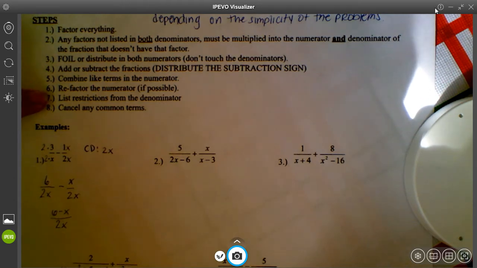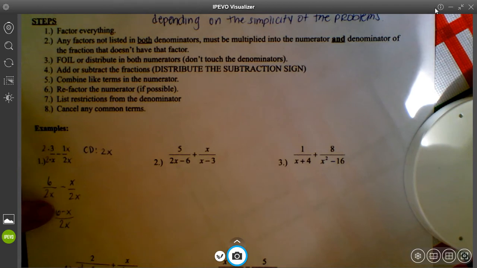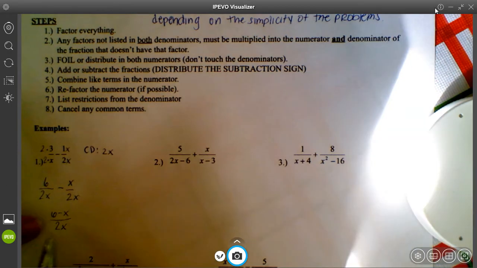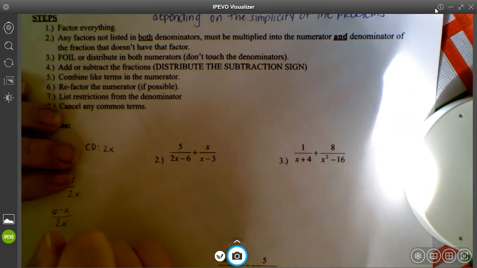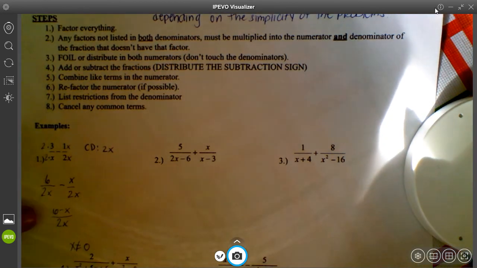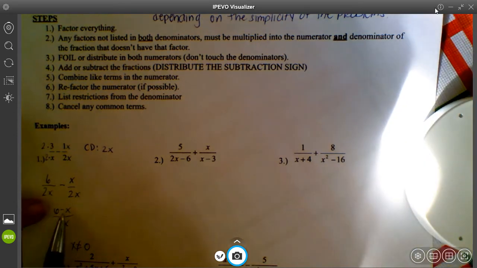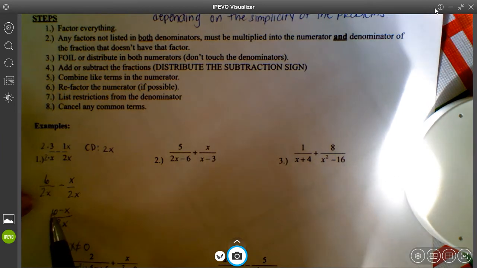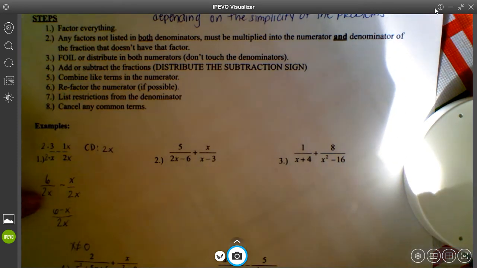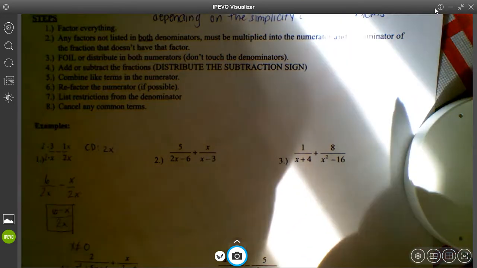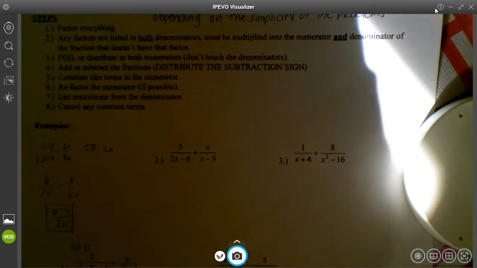Refactor the numerator if possible. I cannot factor 6 minus x. List restrictions from the denominator. So if I look at the denominator, my restrictions would be x can't equal 0, and cancel any common terms. Well, remember, this is attached by subtraction, so I can't cross out this x and this x. And I can't do anything with the 6 and the 2 because this is a pair, and I can only cross it off if it also says 6 minus x. So we are done here. We restricted here. You have to follow the steps.